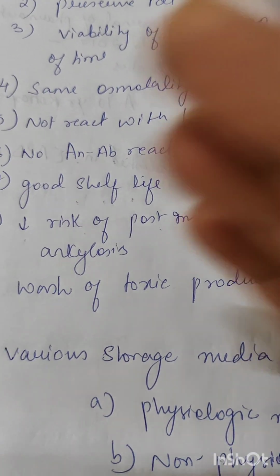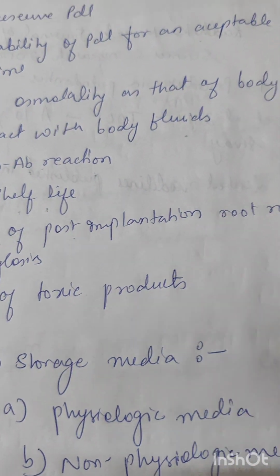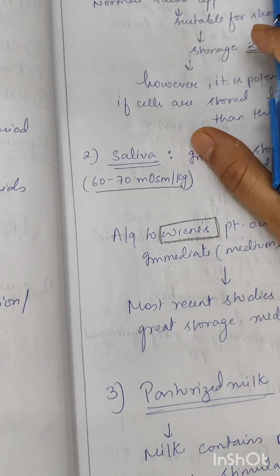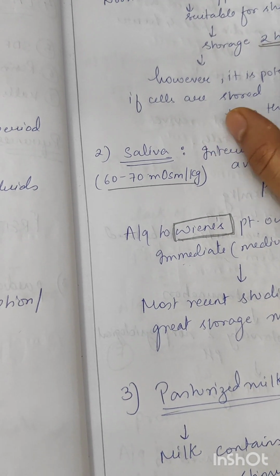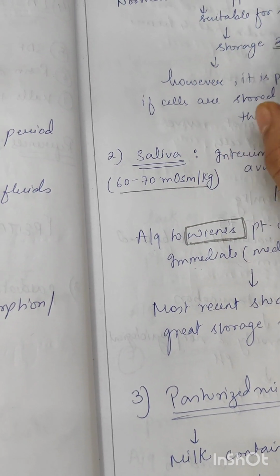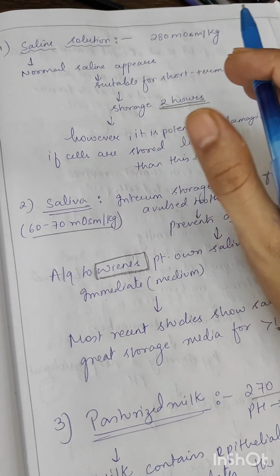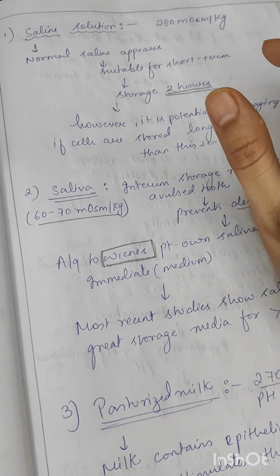Storage media can be classified as physiological medium and non-physiological medium. Non-physiological medium involves saline solution, osmolarity 280 milliosmolarity per kg. It is normal saline solution, suitable only for short term, that is for 2 hours. However, after 2 hours it is not a suitable media.